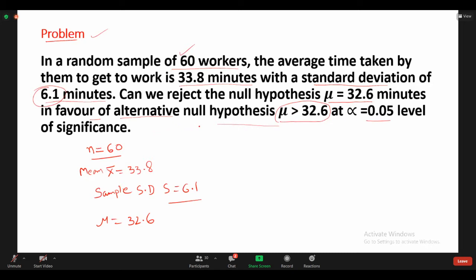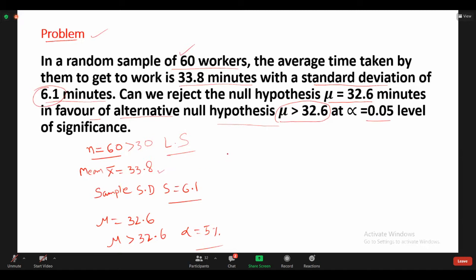In favor of the alternative hypothesis, mu is greater than 32.6, at alpha equals 5% level of significance. All of you observe this data. First, you see the sample size is greater than 30. That means large sample. And here they're discussing only one mean, that means single mean.